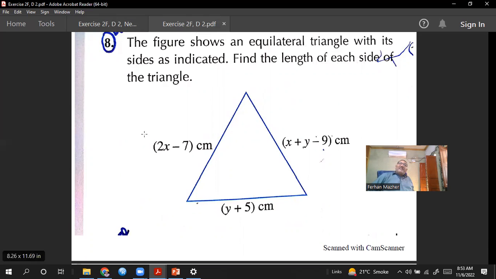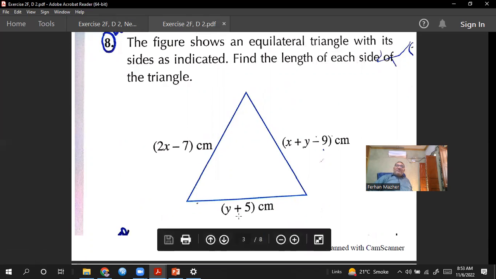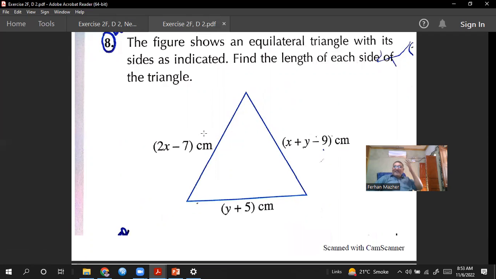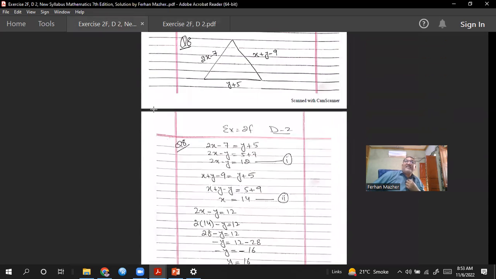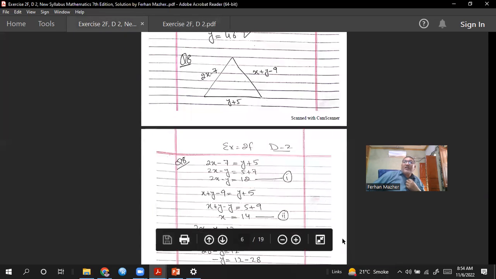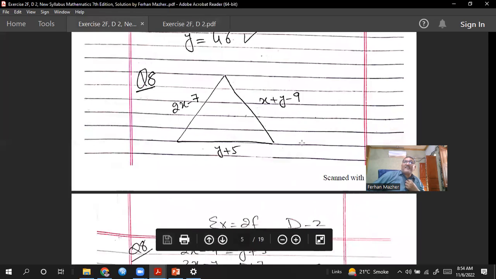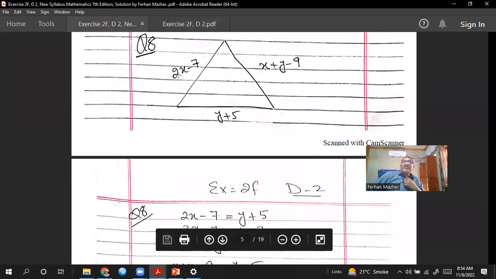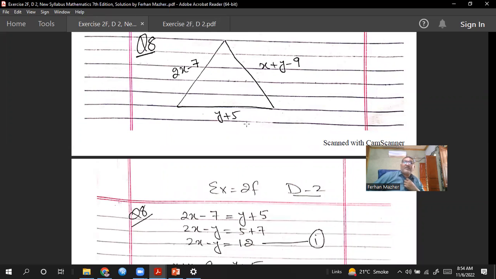So that means that 2x minus 7 is equal to y plus 5, y plus 5 is equal to x plus y minus 9, and this is equal to this. Okay, so 2x minus 7 is also equal to x plus y minus 9, because this is an equilateral triangle. In an equilateral triangle, the sides are the same. Okay, so we are going to the next. Here we go. So 2x minus 7 will be equal to y plus 5, and that will be my first equation. And x plus y minus 9 will be equal to y plus 5.